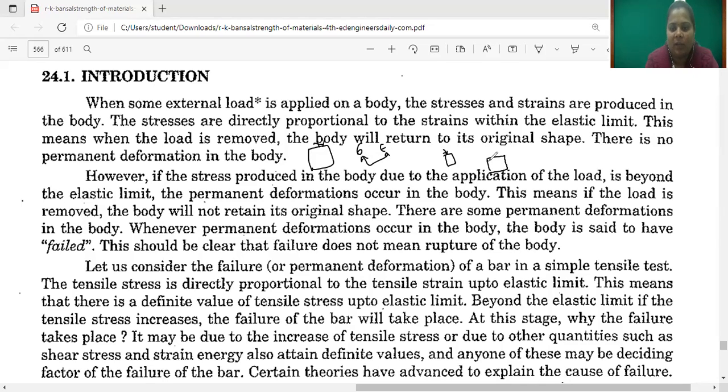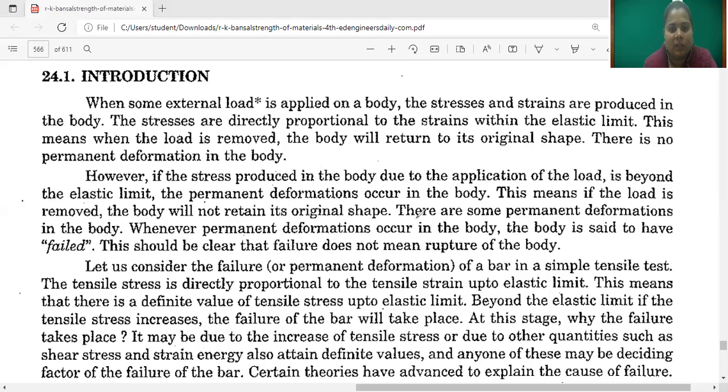Okay, suppose we have taken this body and applied load. After removal of this load, the body does not regain its original shape and size. This is called permanent deformation. And this permanent deformation occurs when the generated stresses and strains are beyond the elastic limit. Whenever this permanent deformation occurs, the body may fail or rupture. Okay, so this is the second part.